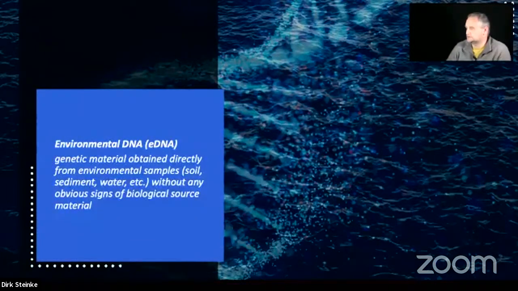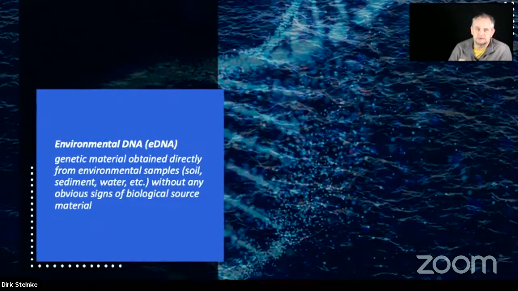So let's start with the definition. I'd like to get those out of the way very quickly. So environmental DNA is essentially genetic material that you directly obtain from the environment. And I will show you the environments we're talking about in a little while, and then without any signs of biological source material. So it's free-floating DNA as much as other sources of DNA, but it's not attached to an organism.